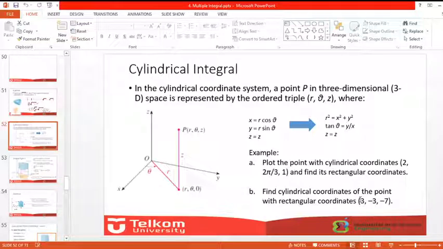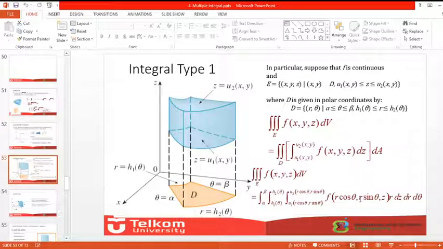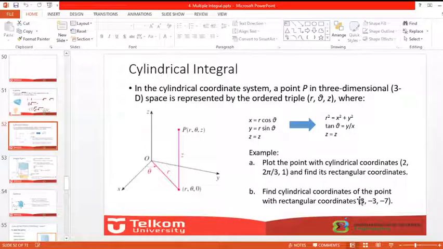Since it is in quadrant 4 and the tangent is minus 1, the angle should be minus π over 4. So we can define that r should be 3 times root 2, theta should be minus π over 4, and z equals minus 7.